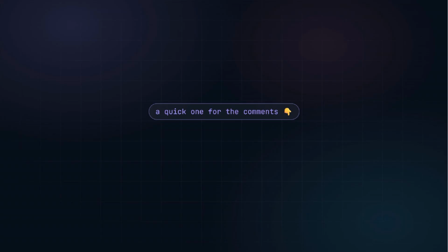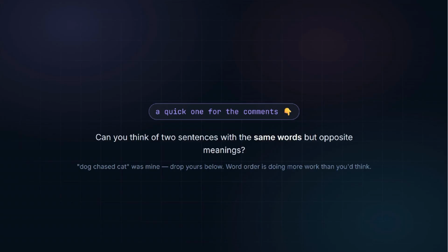Quick one for the comments. Can you think of 2 sentences built from the exact same words, but with opposite meanings? "Dog chased cat" versus "cat chased dog" was mine. Drop yours below. Word order does far more work than we usually notice. And these are precisely the cases positional encoding exists for.